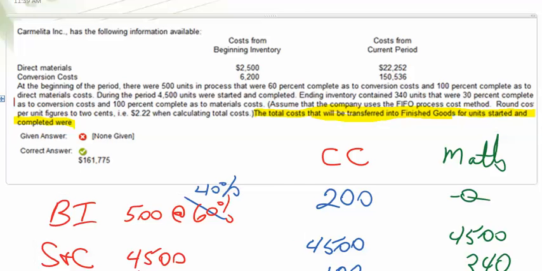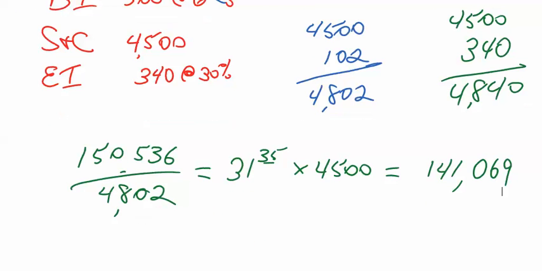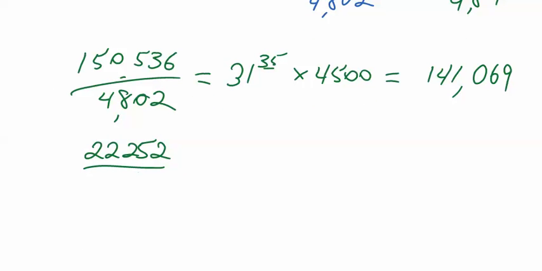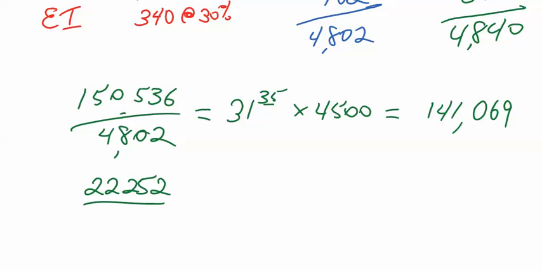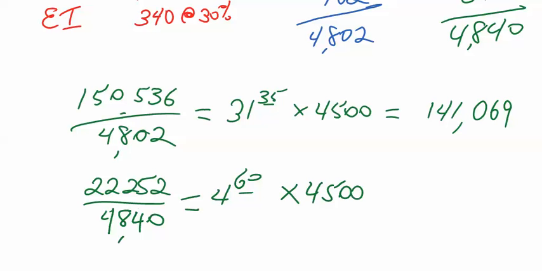Next, with regard to the materials, direct materials added during the period were 22,252. So I take the 22,252, divide that by the equivalent units of 4,840. That equals $4.60. I'm going to multiply that times the 4,500 units, and that will equal 20,700.